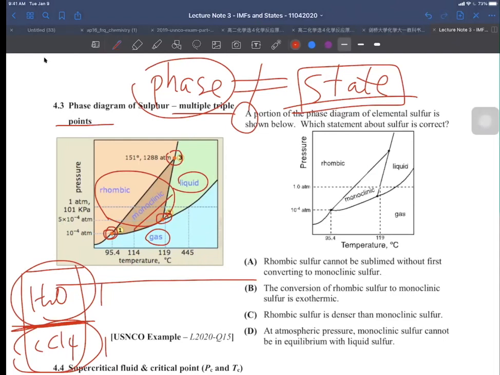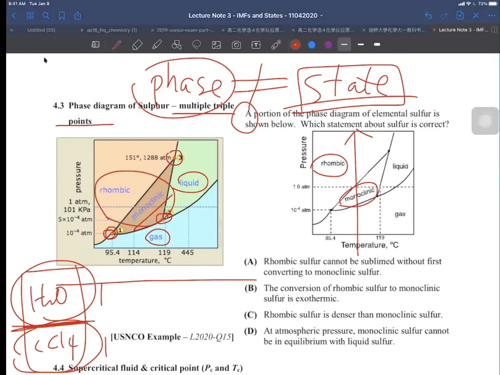So most of you choose C. C actually is correct. The rhombic sulfur is denser than the monoclinic. How do we know? You draw a line here, right? Which means increasing the pressure will change the monoclinic to the rhombic. That means the rhombic is denser, right?